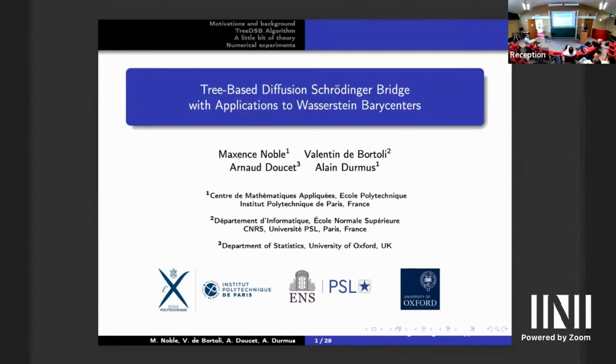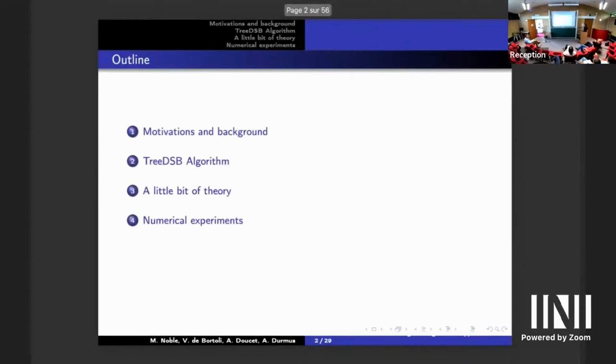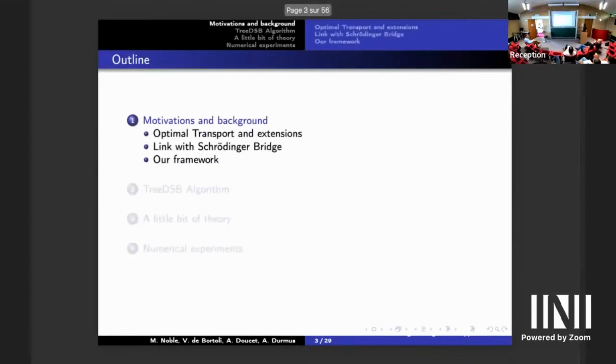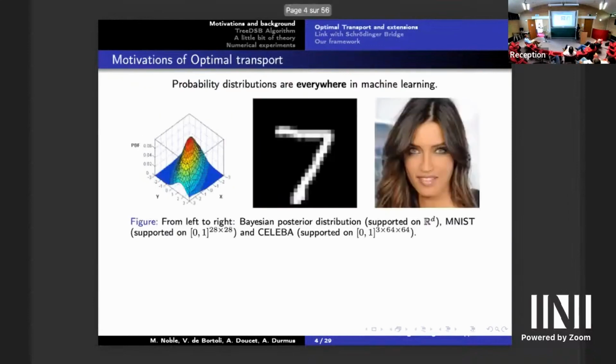So the idea is to extend the problem of the Schrödinger bridge to a tree-based setting. And what we observe is that with this configuration, we can solve the Wasserstein Barycenters problem. So we'll talk about this. I will make a recap on optimal transport, how it is linked to Schrödinger bridge, and then how we can proceed in our framework.